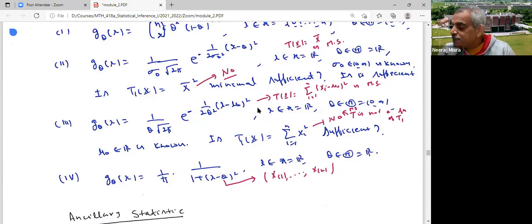Very nice example. So there are extreme situations like the normal, where sufficiency reduces the data to one dimension like x bar. Then there is another extreme like the Cauchy distribution, which says that sufficiency is not helping much. The maximum reduction you can get is only through order statistics.